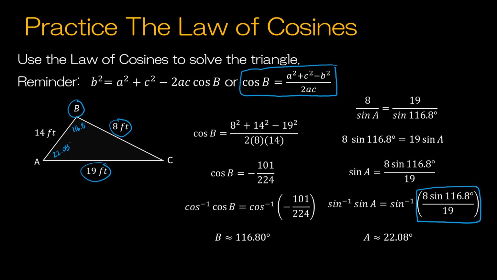And remember, when we're asked to solve a triangle, it means find all of the missing sides and angles. The third angle is quite easy because we know they add up to 180 degrees. So I find that the measure of angle C is 41.12 degrees.